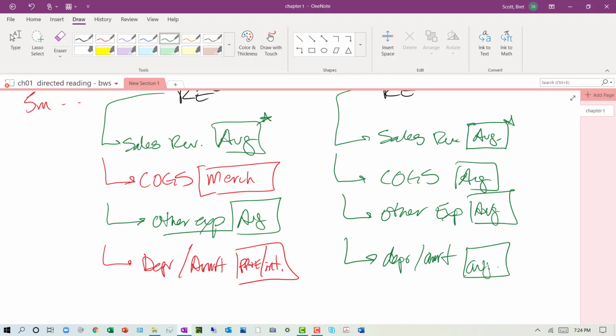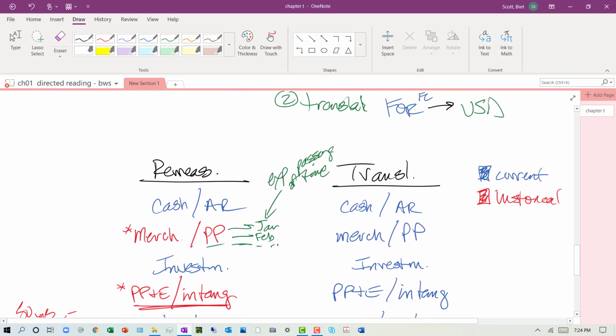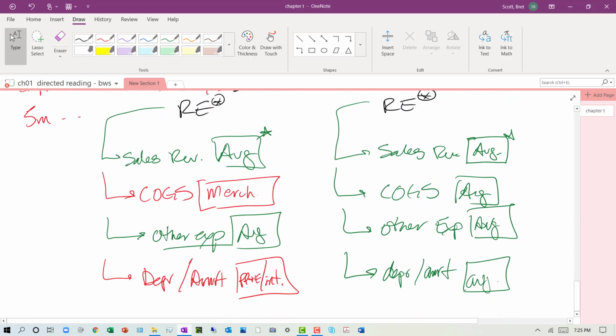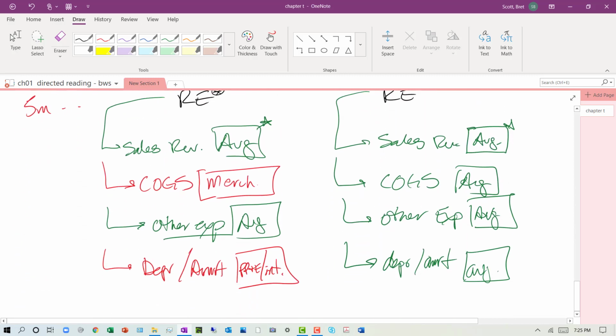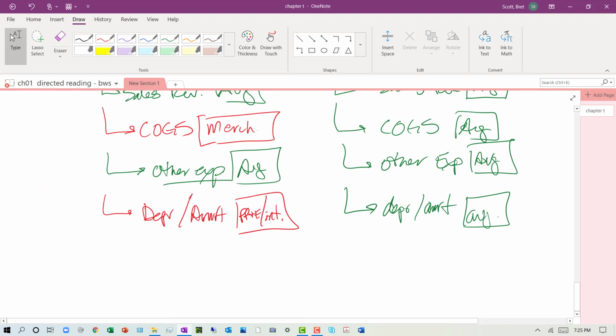The remeasurement side is kind of iffy, whereas if we look at the translation side, it looks very, very nice. Blue, a little bit of red, then green. Versus the remeasurement side: blue, red, blue, red, blue, red, green, red, green, red. It's just kind of a pain in the butt. So just realize there's going to be enough information in the problems to tell you to use this particular rate for this type of revenue or expense item.